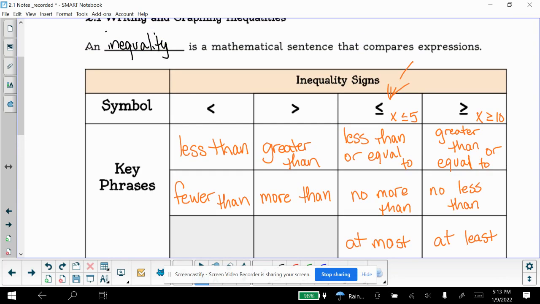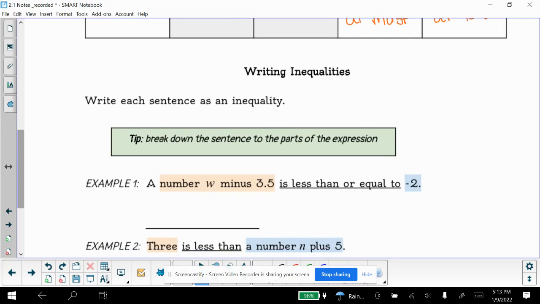So, we're going to make sure we start off by putting that symbol down on our line. We've got less than or equal to as our inequality. Now we want to look to see what's being compared with that less than or equal to sign. On the left-hand side of our sentence, they say a number w minus 3.5. So on the left-hand side of my inequality, I'm going to have w minus 3.5. That one's pretty straightforward.